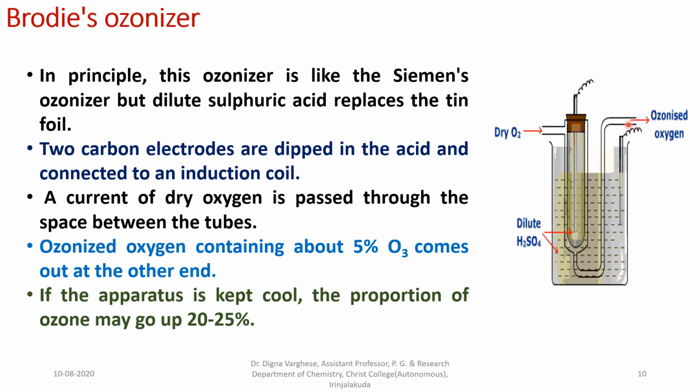If the apparatus is kept cool by water, the proportion of ozone may go up to 20 to 25% from 5%. Other methods can also be used for the preparation of ozone, that is electrolysis of water and also the thermal treatment of oxygen.